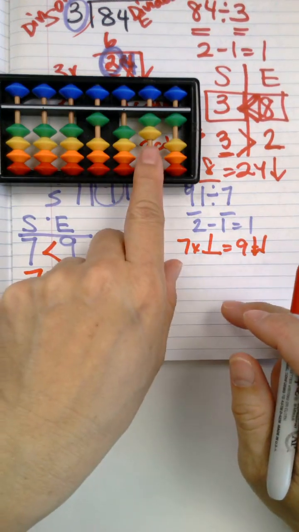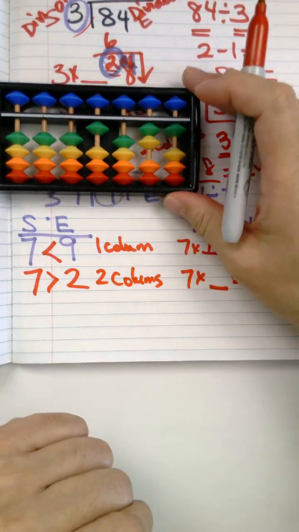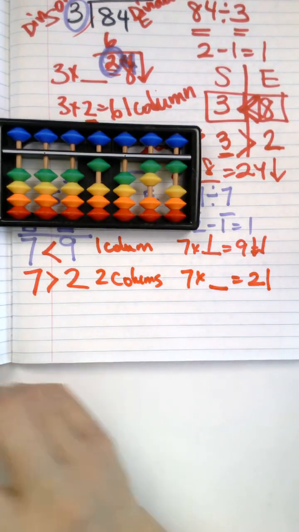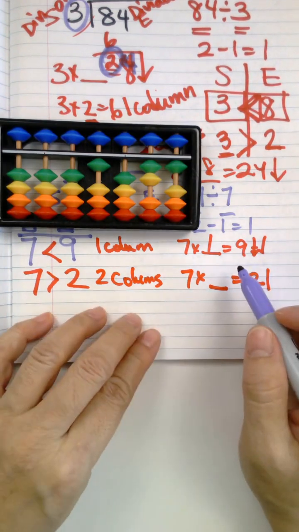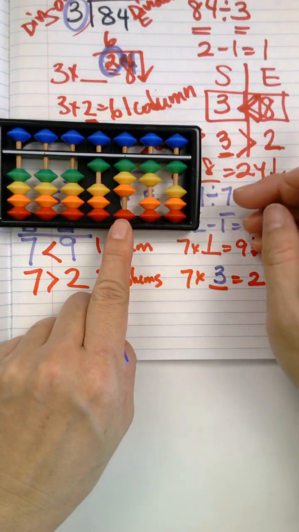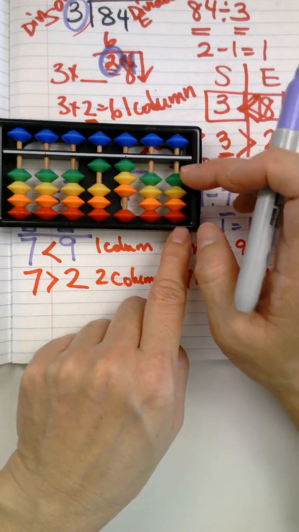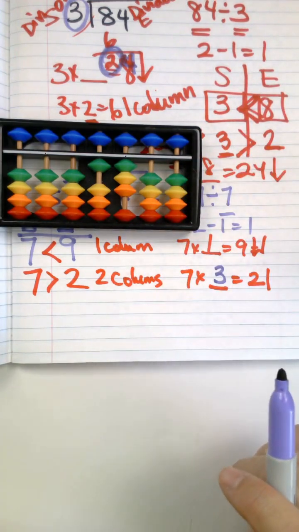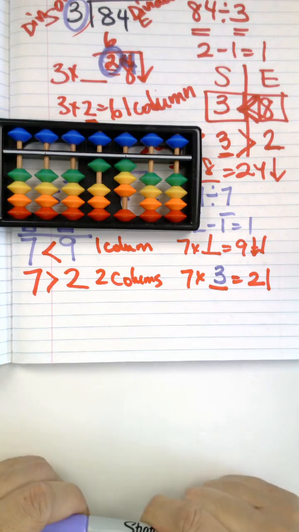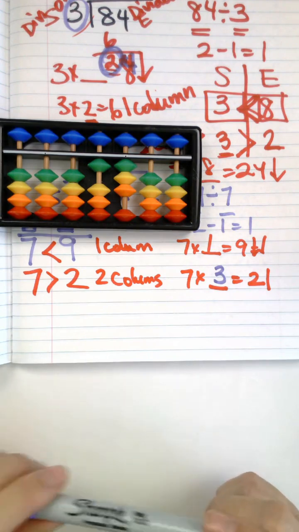So 21 or less. 7 times what is equal to 21 or less? Exactly, 7 times 3. So I put 3 in my answer. So I put 3 here and I take away 21. I take away 2 and then take away 1. So then my answer is 13. Make sense? Easy, right? Easy, simple to use, easy to understand.